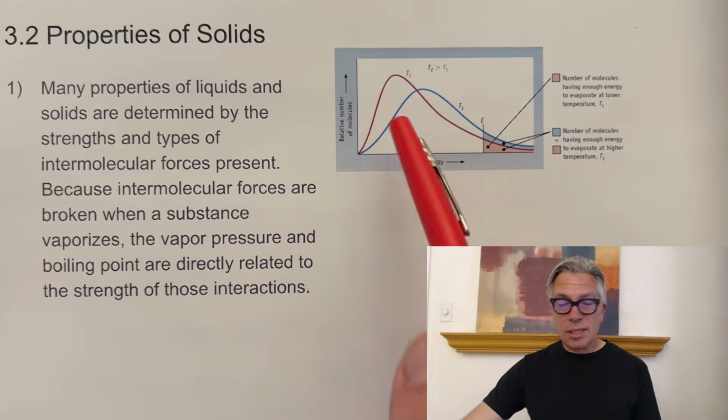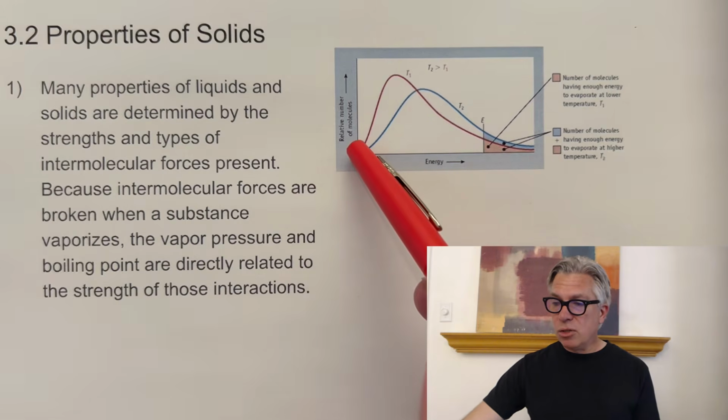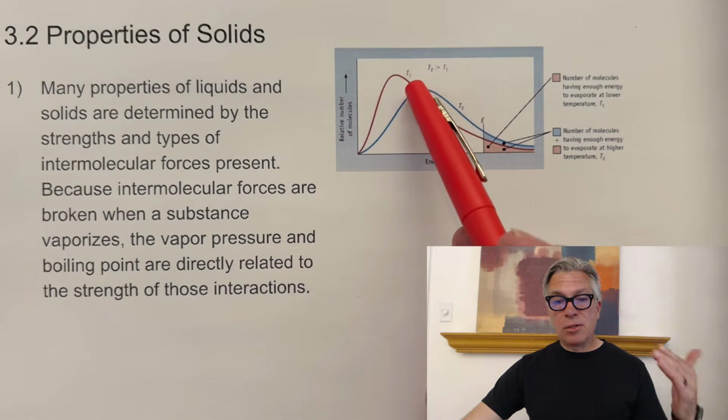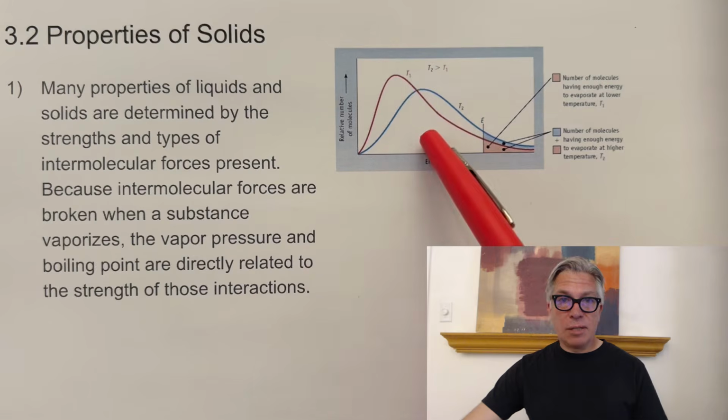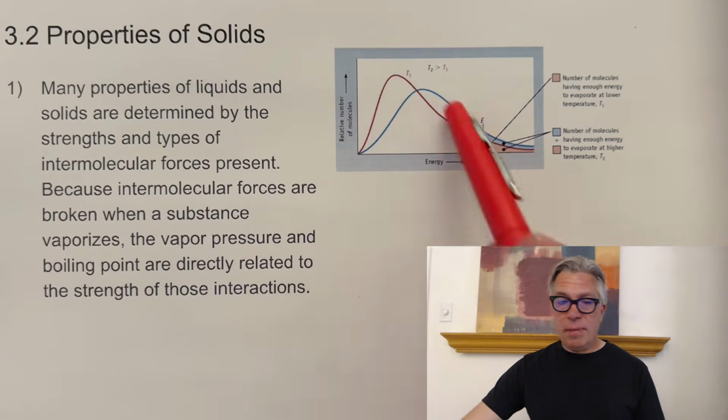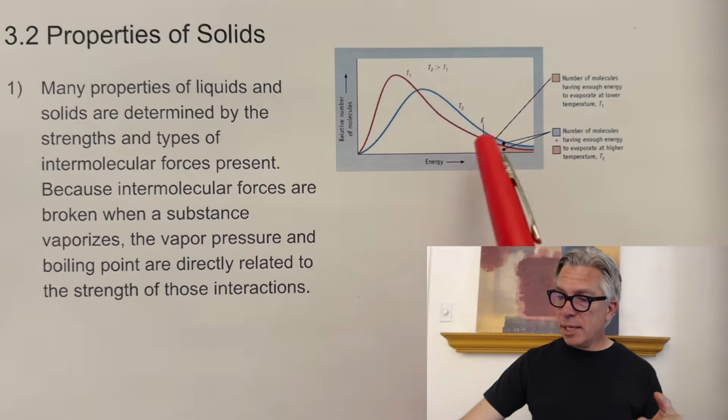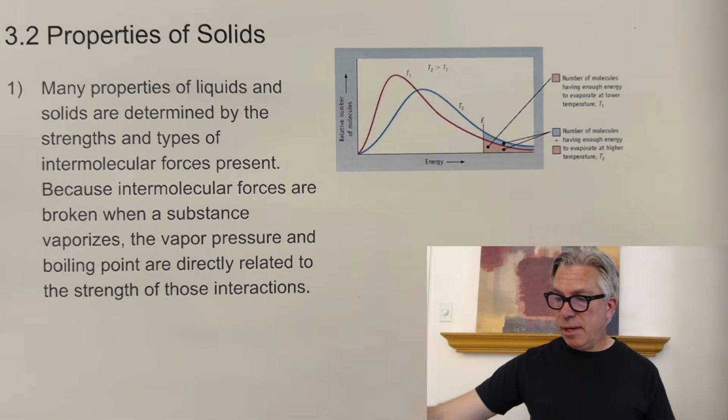So if you're ever asked to sketch one at a higher temperature, make sure you go farther to the right, but also make it shorter so it's not as tall as the other one, because you only have a limited number of molecules to make an area under the curve. But again, the average goes up when you have a higher temperature.